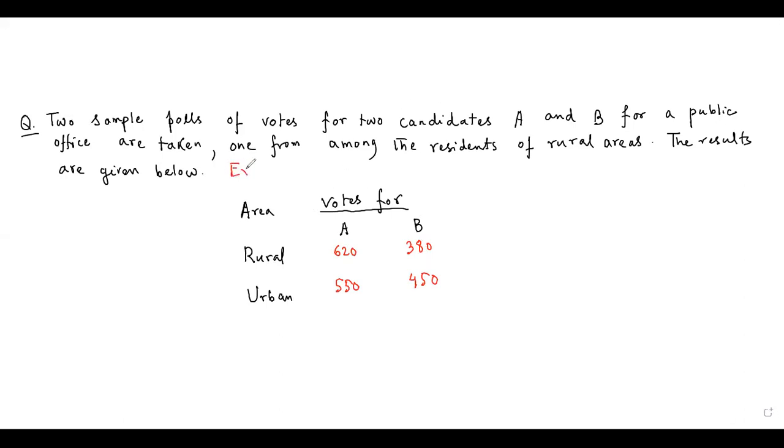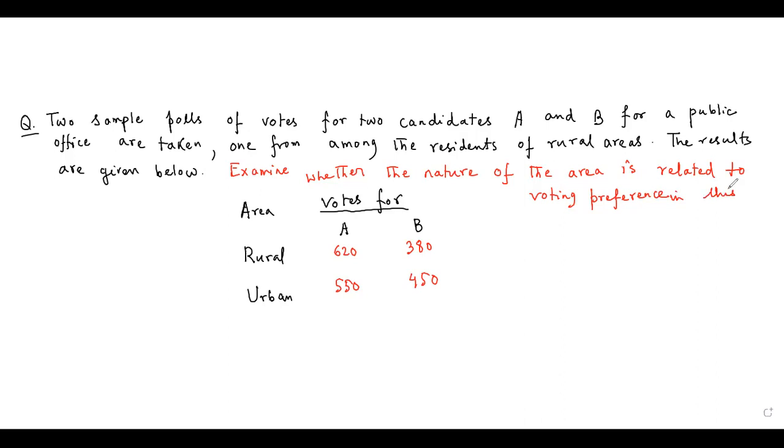The question is, examine whether the nature of the area is related to voting preference in this election.